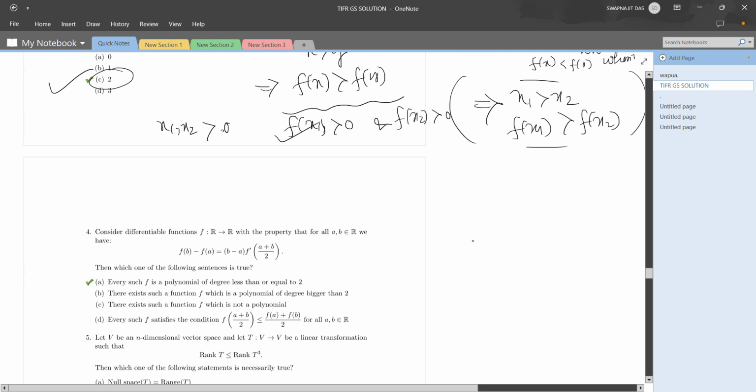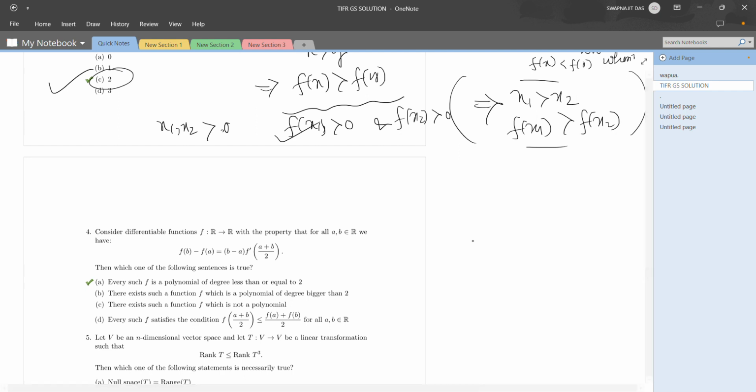Okay, now come to the fourth one. It is a slightly tricky problem, and it takes time to solve it properly. So if you put b equal to x plus y and a equal to x minus y, then you will get f of x plus y minus f of x minus y equal to 2y times f prime of x, right? This is just a functional equation.